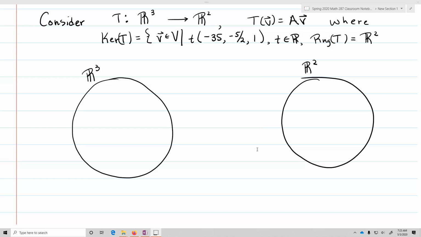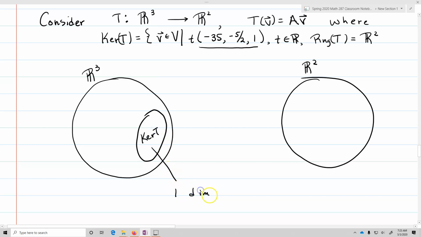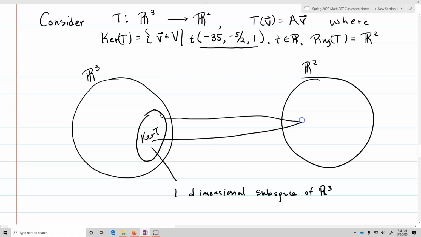So the kernel of T was this one-dimensional subspace of R3. Notice these are vectors in R3, and it's got the one dimension in there. So there's our kernel of T, a one-dimensional subspace of R3. What you can think of is that these vectors in the kernel, everything in there, is going to map over to 0. So basically, it collapses down onto 0.